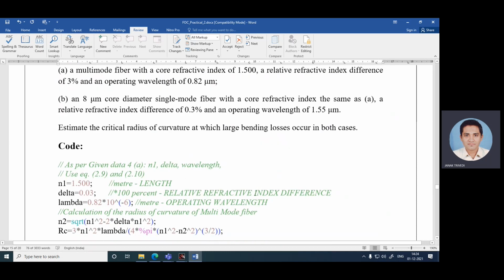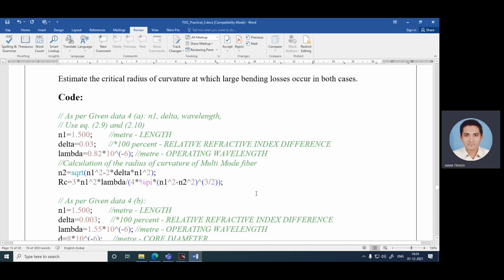So as per the given data, n1, delta, and wavelength are given. Use equations 2.9 and 2.2 to solve this example. n1 is equal to 1.5, delta is equal to 0.03, that is 3% relative refractive index difference. Lambda is equal to 0.82 times 10 raised to minus 6 meter, the operating wavelength. So, calculation of the radius of curvature of the multimode fiber with the help of equation 2.9.